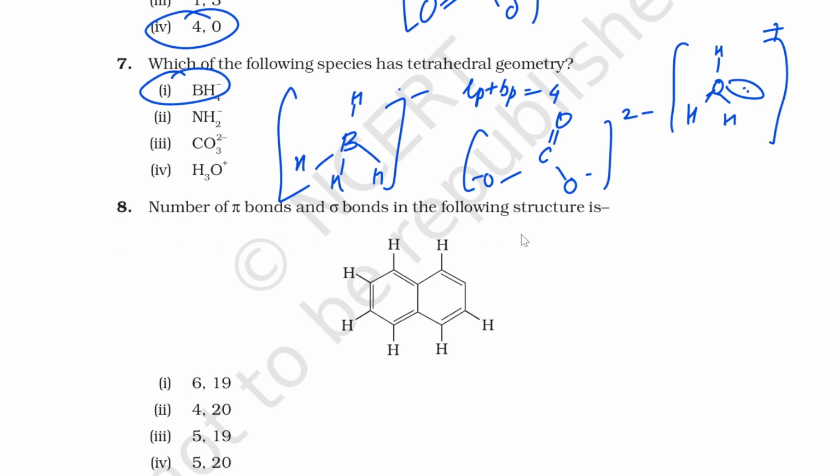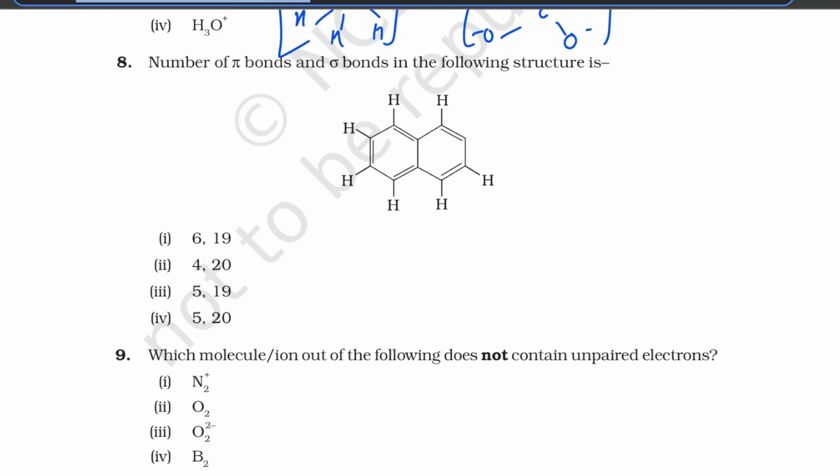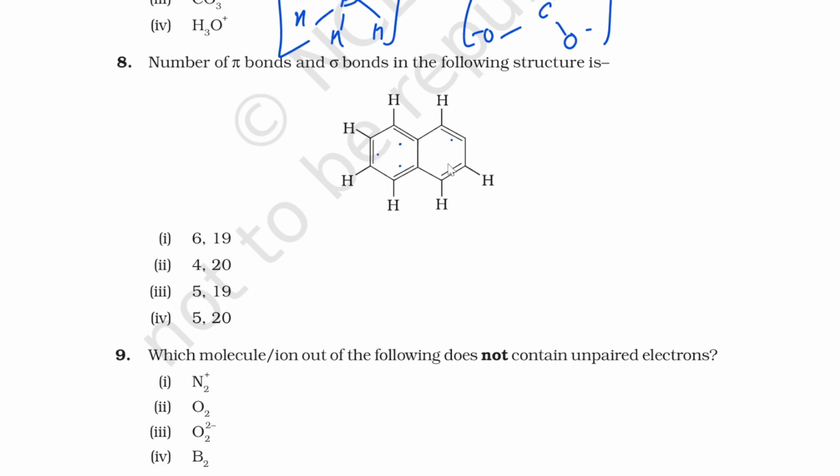Number of pi bonds and sigma bonds in this following structure, and this is a funny question, right? Because I'll tell you why this is funny. You'd be like, where is that extra H atom that I'm not able to count? I'll tell you what I'm talking about. Number of pi bonds is very straightforward. You've got 5 of them, right? 1, 2, 3, 4, 5. So it's either this or this.